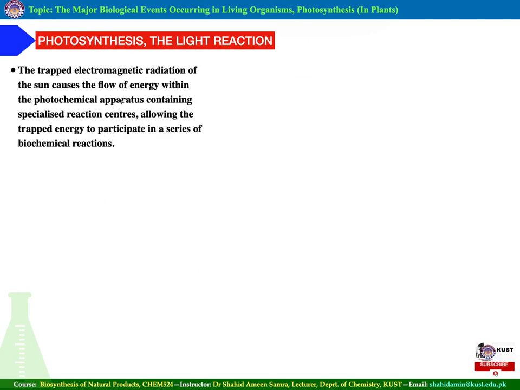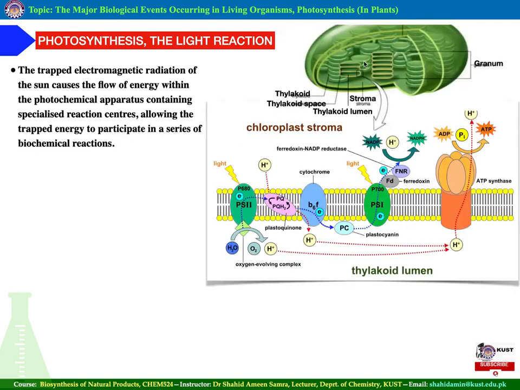So the trapped electromagnetic radiation of the sun causes the flow of energy within the photochemical apparatus containing specialized reaction centers, allowing the trapped energy to participate in a series of biochemical reactions. And these biochemical reactions are part of the light reaction. So the story starts from inside, at the membrane of the thylakoids. For example, here this is a thylakoid, and there are two main systems that are responsible for capturing the light energy, and these are photosystem 1 and photosystem 2.